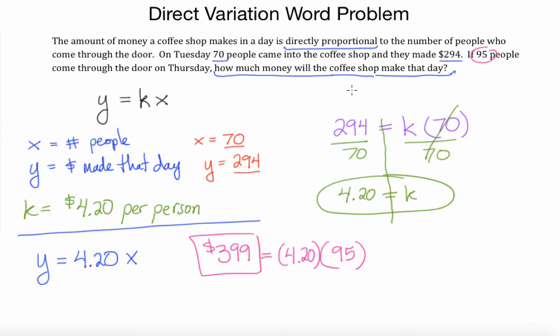All right, hopefully that was helpful for you in terms of interpreting word problems and knowing kind of how to piecemeal this direct variation equation together and actually answer the question you're trying to answer.